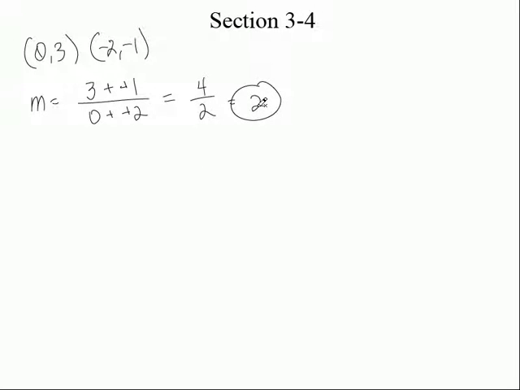All right, here we go. We've got the slopes. That's the first thing we want to do. What's the second thing we want to find? The y-intercept. So what I'm going to do, I'm going to write y equals mx plus b.